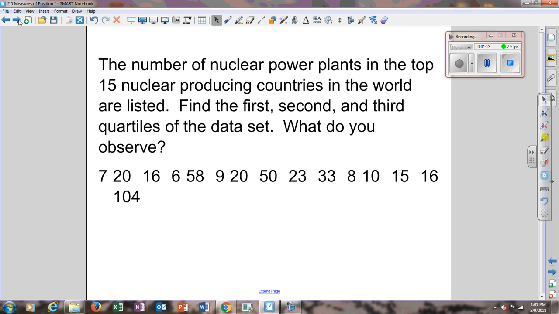Here we have an example. The number of nuclear power plants in the top 15 nuclear producing companies in the world are listed. Find the first, second, and third quartiles of the data set. What do you observe? So we have them listed in order.